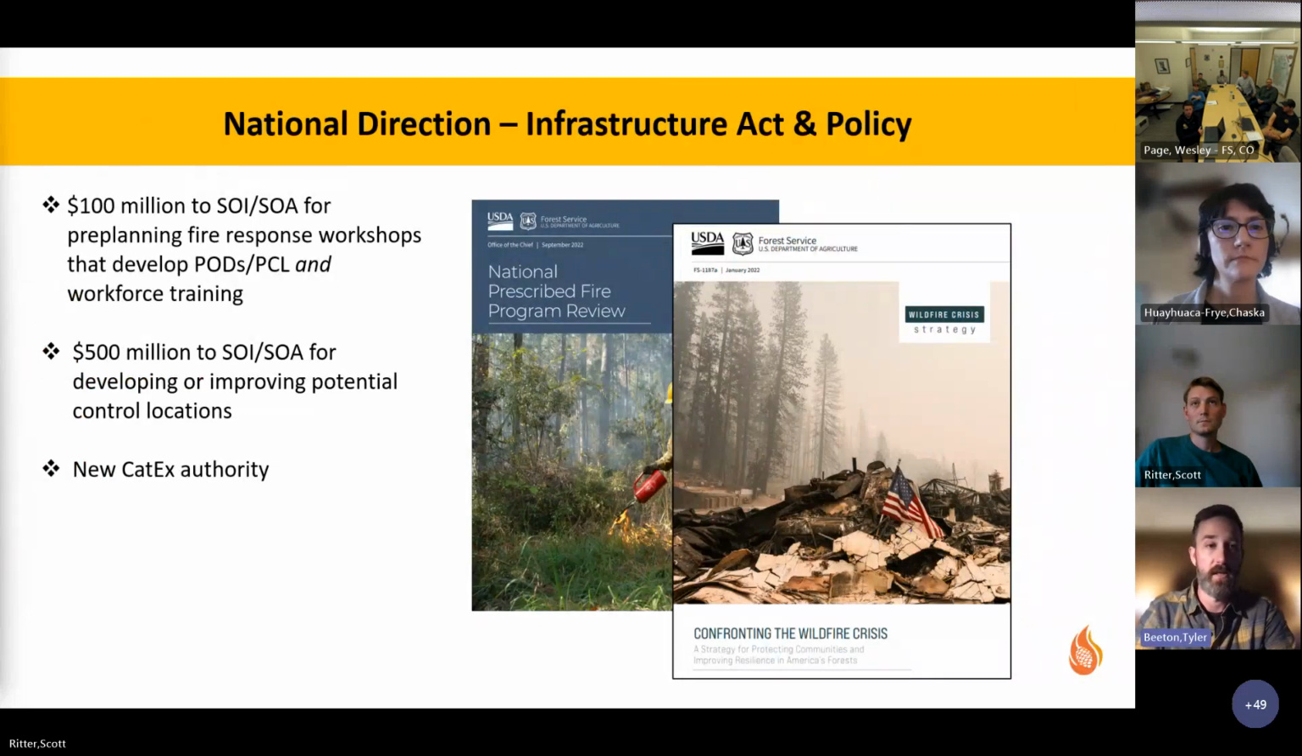Okay, next slide. There's a lot of national direction and policy that's geared towards pods. As many of you know, the bipartisan infrastructure law provided $100 million for the Secretary of Interior and the Secretary of Ag to do effectively what we're doing now, to do pods workshops and also workforce training. Another $500 million has gone directly to those entities in an effort to promote developing and improving potential control locations, or those pod boundaries. And with that, the bipartisan infrastructure law introduced a new categorical exclusion that allowed for developing fuel breaks along pod boundaries. We're also seeing a lot of direction in the prescribed fire review, recent chief's letters, and the most recent Federal Wildfire Commission recommendations that explicitly call out the importance and need for pods.